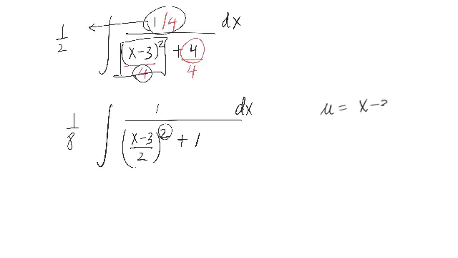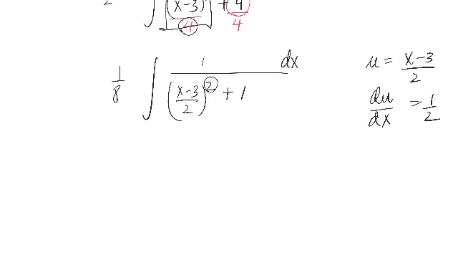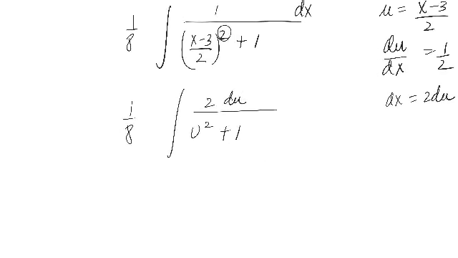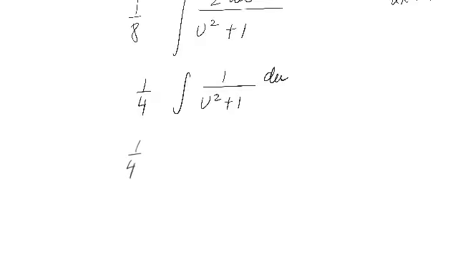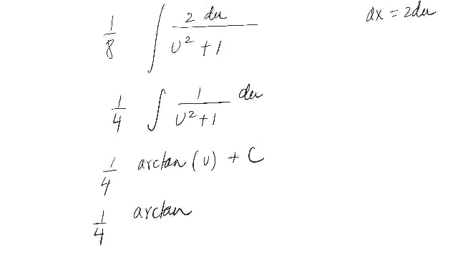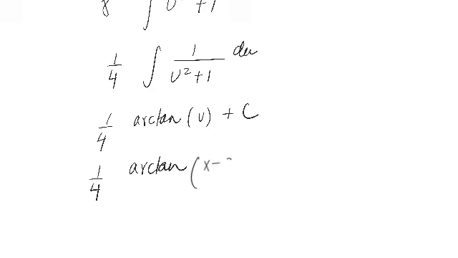U is equal to x minus 3 over 2. du/dx is equal to 1/2. So dx is equal to 2 du. And so then I can come back in here and say 2 du over u squared plus 1. The 2 will come out, so I'll have a 1/4 outside, and I have now an arctan integral. So this is 1/4 arctan of u plus c, and u was equal to x minus 3 over 2. So that's the final answer.